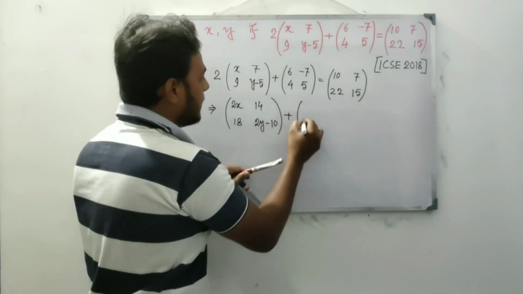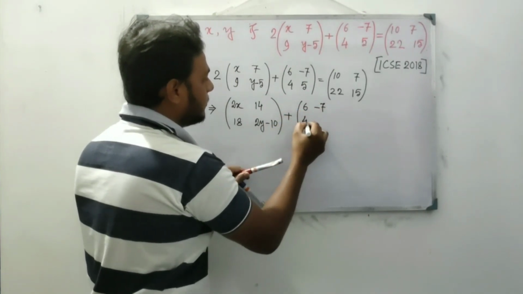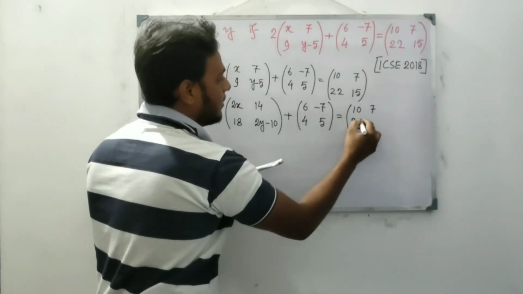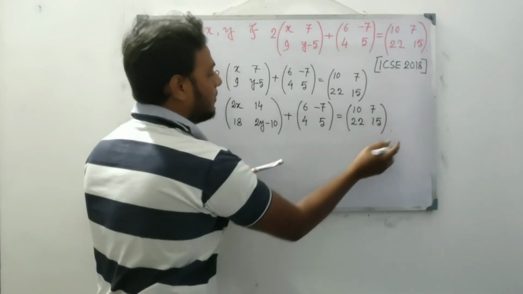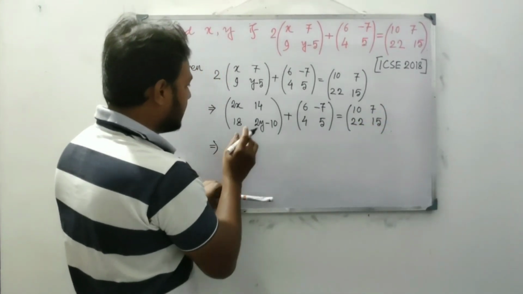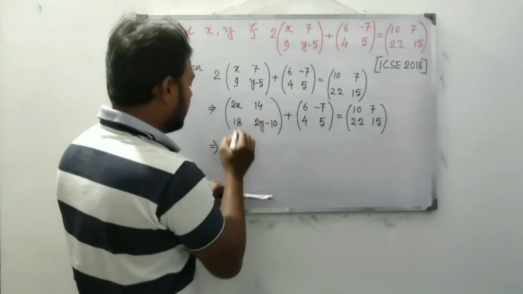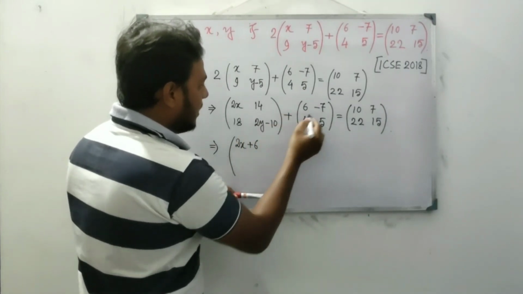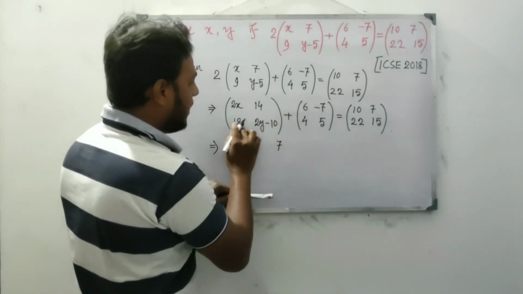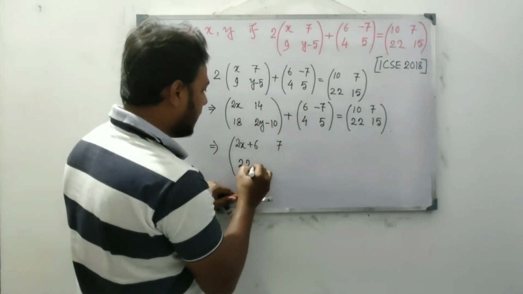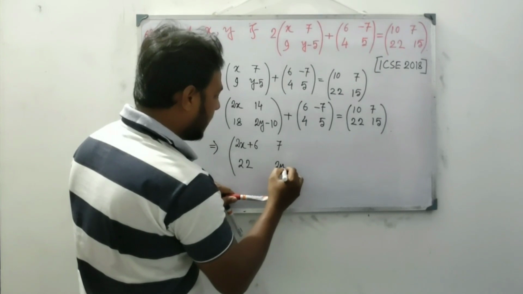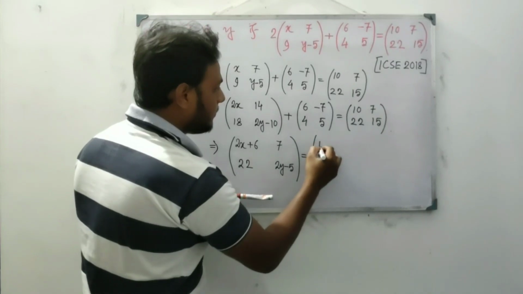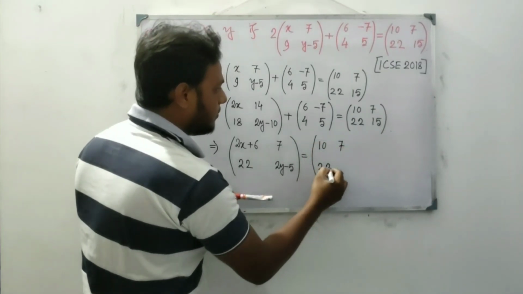Understood? Plus, you can do this directly also. 4 5. Since you are students of class 10, that's why I am solving without skipping any step. It implies that, if we add these two, then the first element will be 2x plus 6. Second, 14 minus 7, that means 7 itself. 18 plus 4, that means 22. And for this one, 2y minus 10 plus 5, that means 2y minus 5 itself, equals to 10, 7, 22, 15.